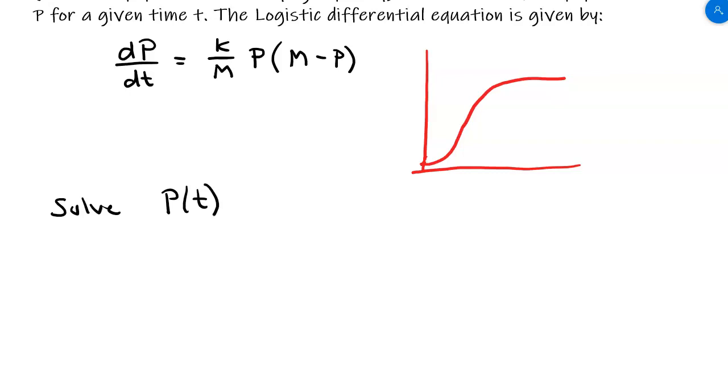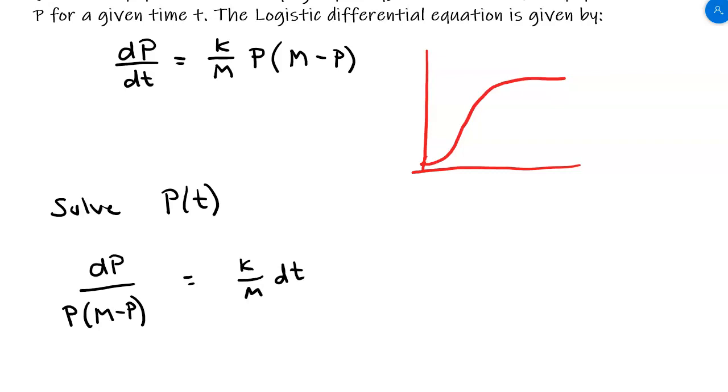So the first thing I'll do is separate my variables. I'll put everything that has a p on the left side and everything that does not have a p on the right side. So I'm going to put dp over what? I divide both sides by p. I divide both sides by m minus p. On the other side, I've got a k over m, and I've got a dt.